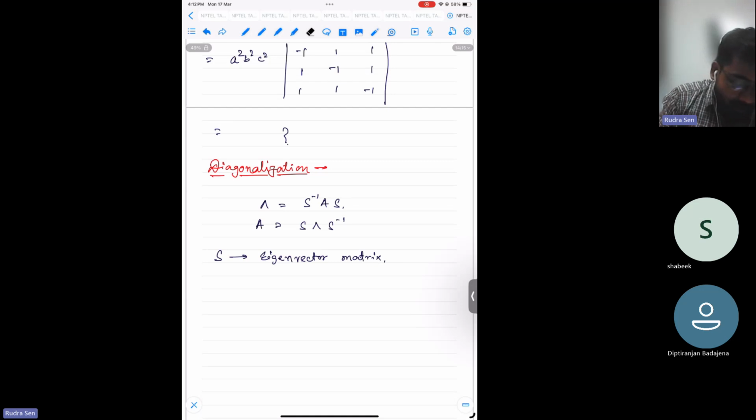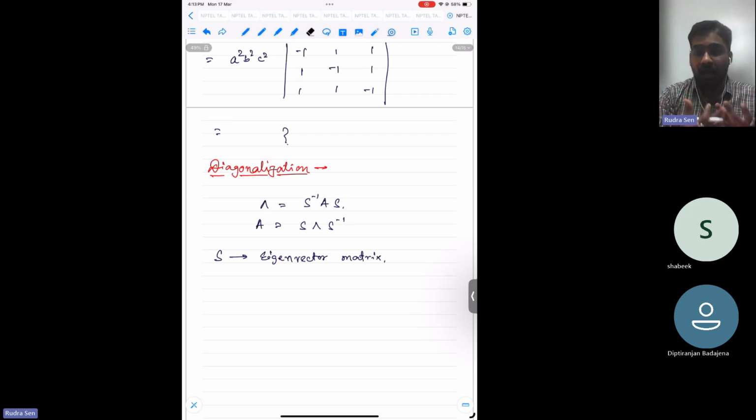And if A has a similar number of eigenvalues, then we have to check whether the algebraic multiplicity is equal to the geometric multiplicity for that particular eigenvalue or not. If it is not, then definitely we cannot diagonalize that particular matrix A.